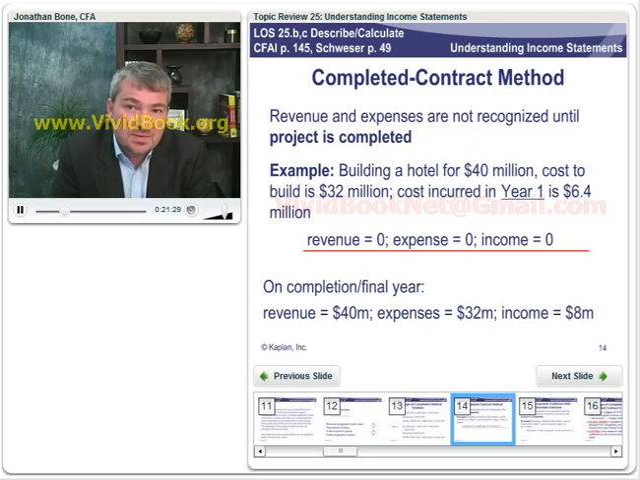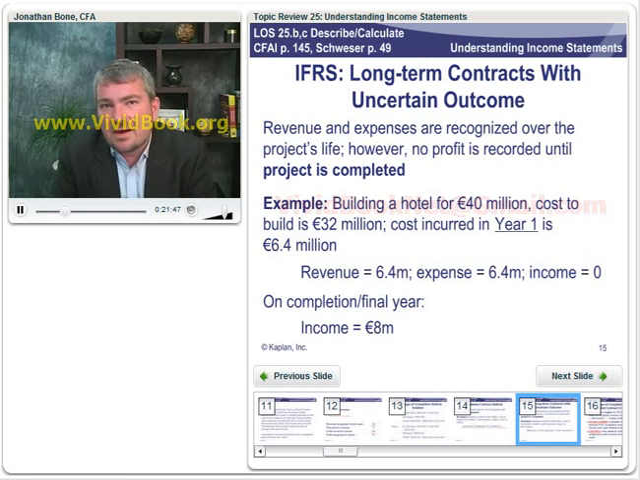Until, of course, we get to our final year when we'll book all of the revenue, 40 million, all of the expense, 32 million, and as a result, all of the profit, 8 million. Now remember, completed contract is not allowed under IFRS. Let's have a look at the approach under IFRS. So notice the IFRS treatment. Remember, we do record sales, but we ensure the sale is matched to the cost until the project is complete. So whilst you've got a sales figure in there, you've also got a cost figure in there as well, and no profit.